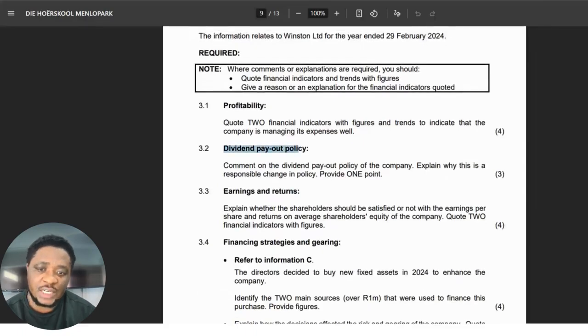It's on the dividend payout policy. All right. So it says comment on the dividend payout policy of the company. Explain why this is a responsible change in policy, and you need to provide a point. So you're going to have to comment on this. But remember that whenever we want to make a comment, in addition to the comment, we must then also provide a financial indicator that we can quote that proves the comment that we're going to make.